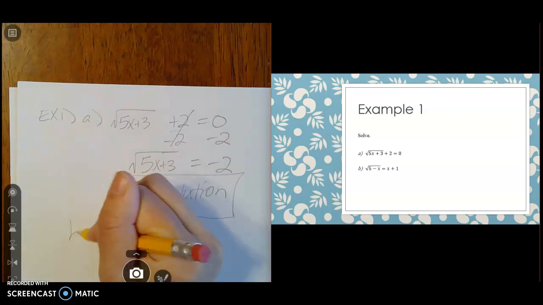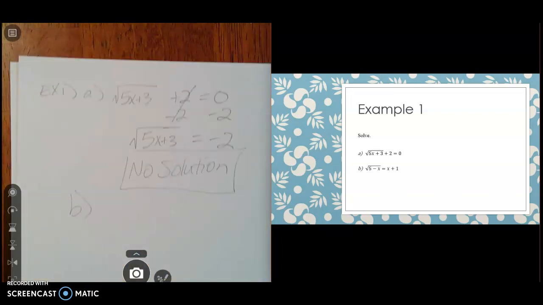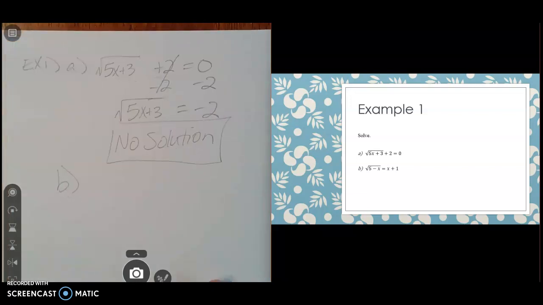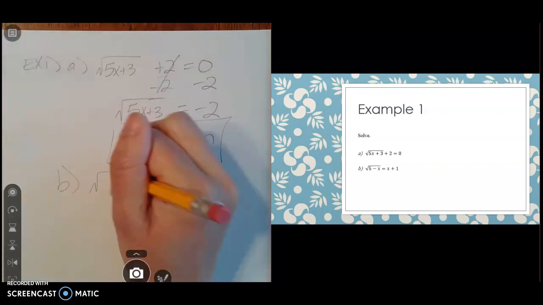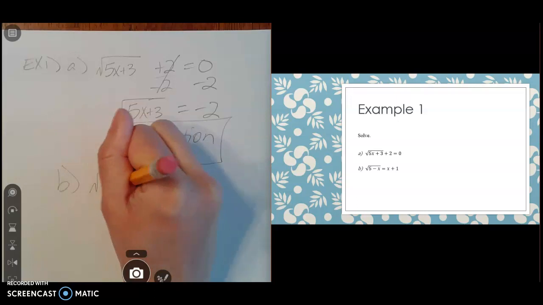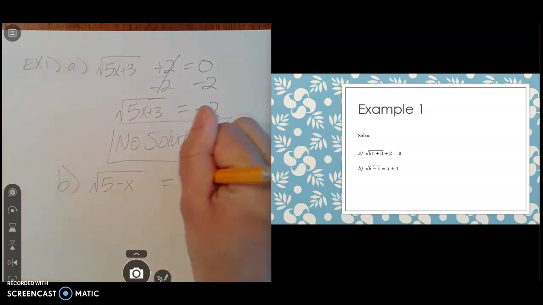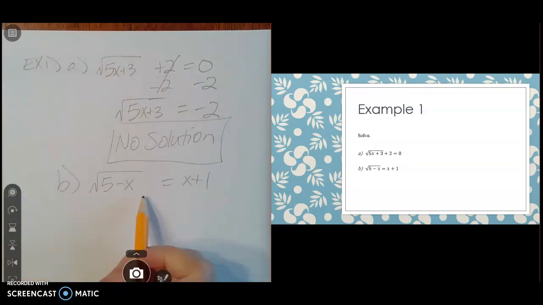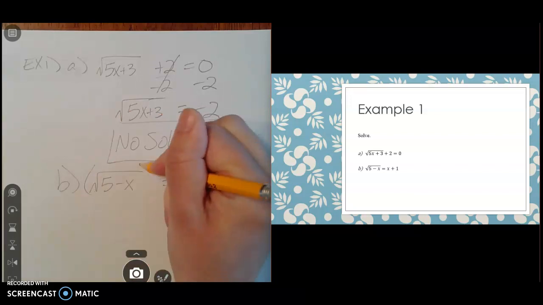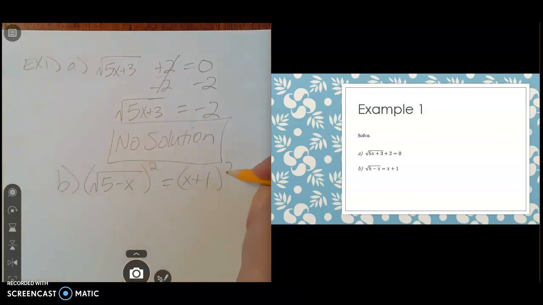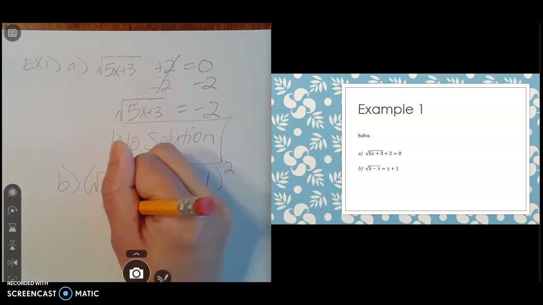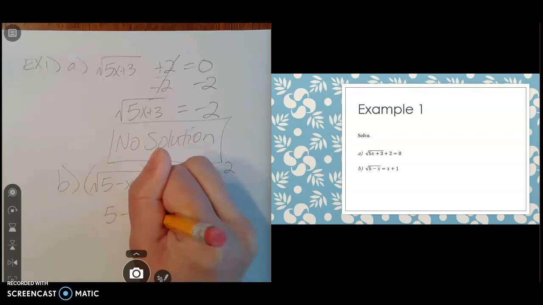Okay, let's try another one. And I promise this one will be longer and have a solution. This one, I've got the square root of 5 minus x equals x plus 1. Great news, our radical is already by itself. We're ready to go. So if I want to undo the square root, I'm going to square both sides. Because squaring and square rooting are opposite operations, they are going to undo each other. We're just going to have 5 minus x on the left side.